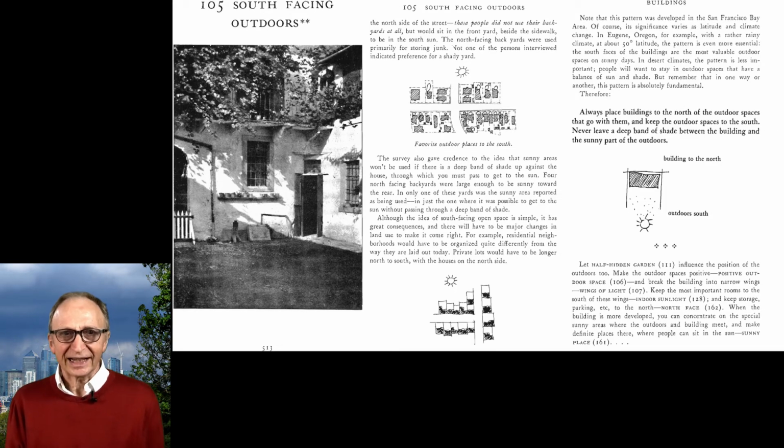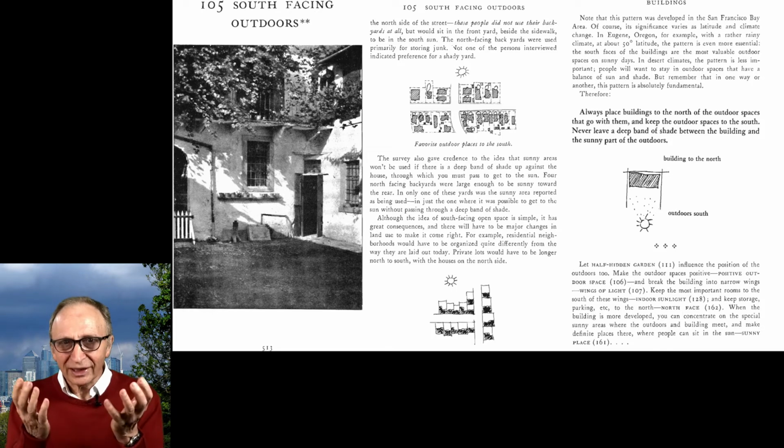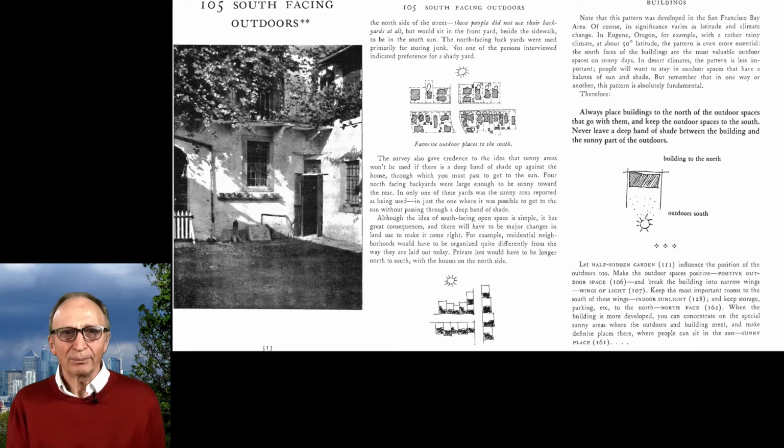Now let's turn to the second example. Name: pattern 105, south-facing outdoors. Upward links: 104, site repair. Problem: people use open space if it is sunny and do not use it if it isn't, in all but desert climates.